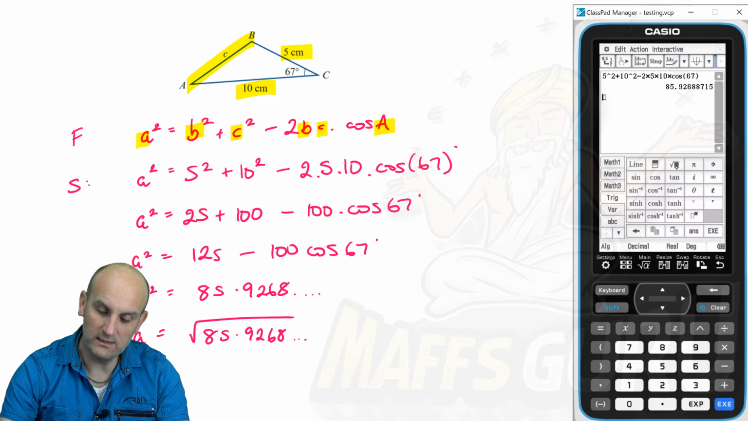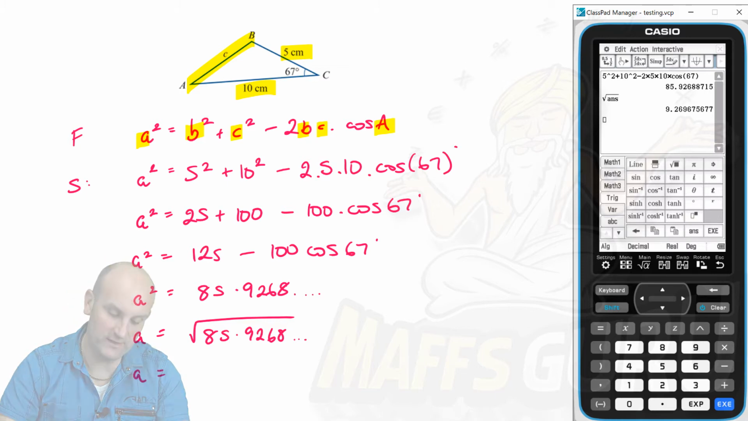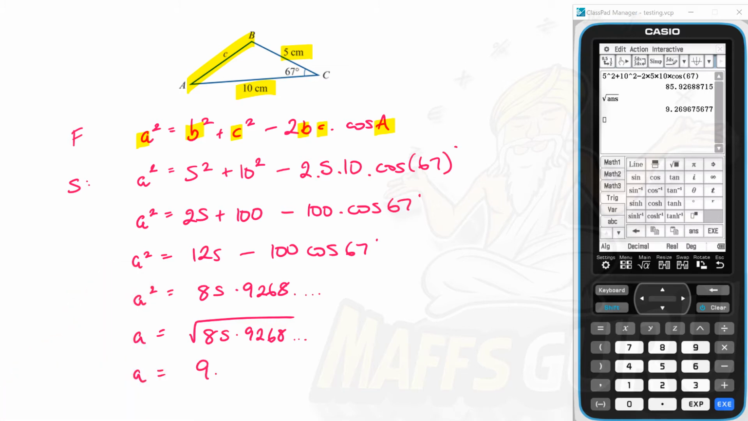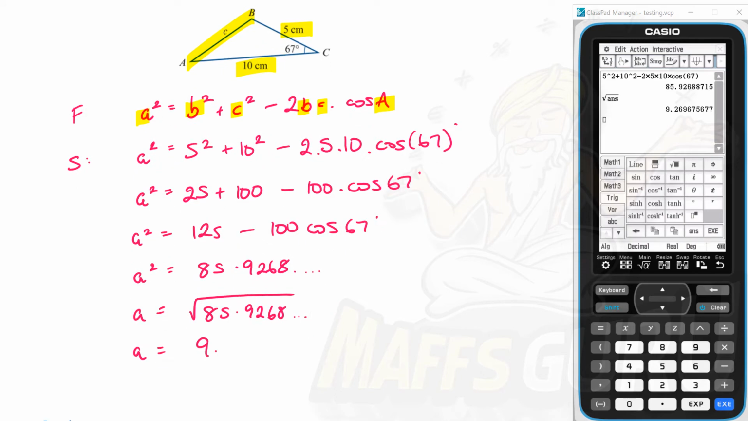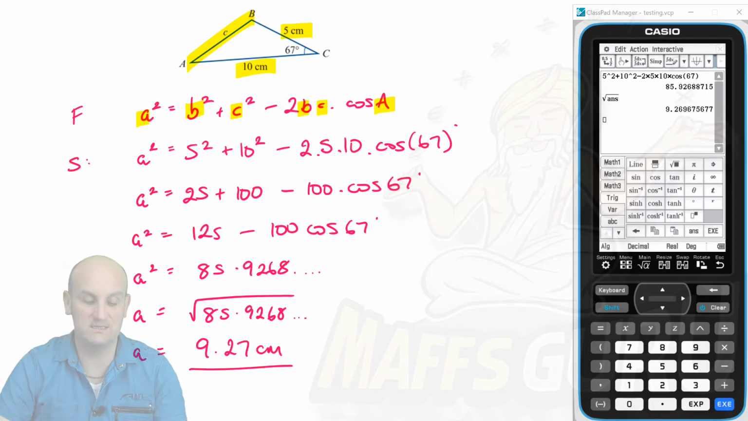Sorry guys, honestly, you must be as frustrated as I am watching me actually do this. It annoys me that my calculator display is so small. But anyway, that gives my value of 9 point, did it give a value to 2 decimal places? Yep, 9.27 centimeters. And again, I would be looking at that saying, does that seem reasonable here?